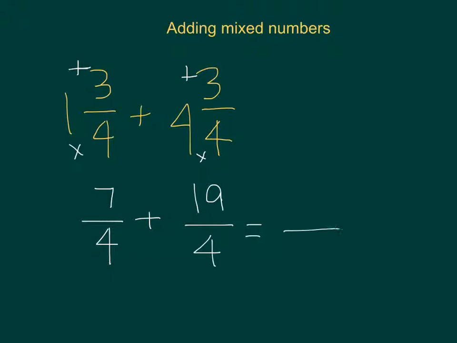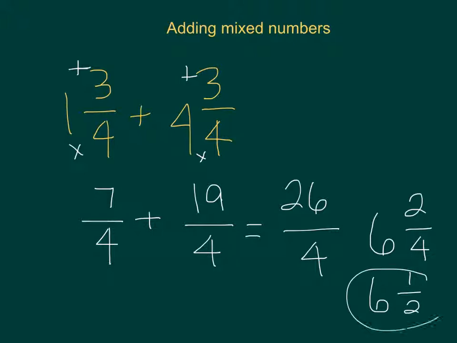So your denominator is a 4, your numerator becomes a 26. Now you divide 26 and 4, so 4 can go into 26 6 times with 2/4 left over, but we simplify that to 6 1/2.